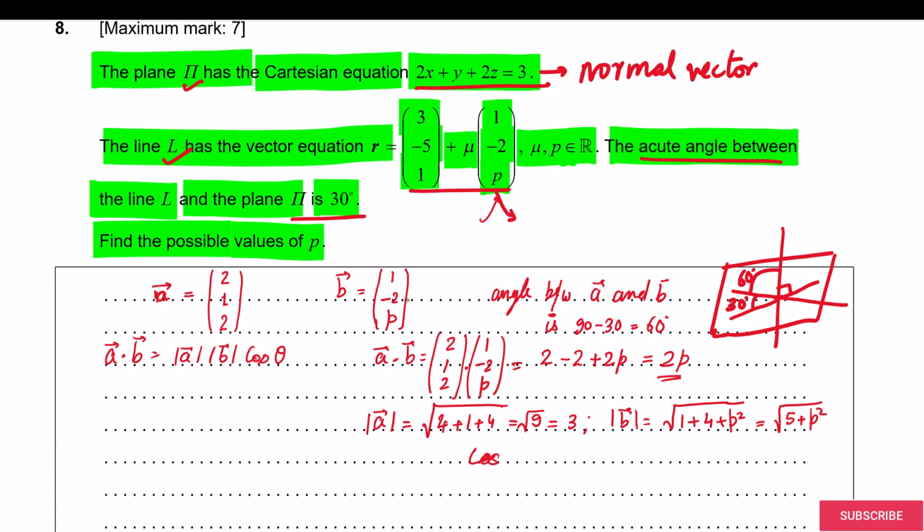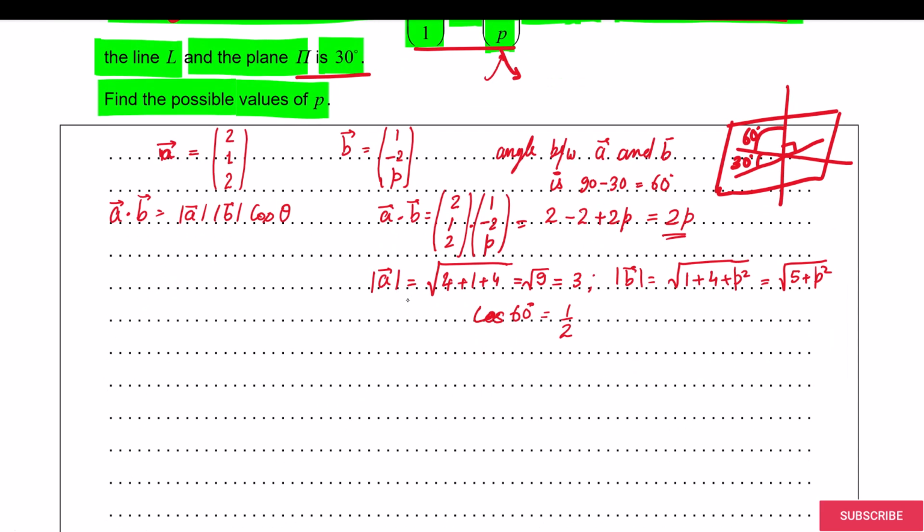So cosine of 30 degrees, sorry, not 30 degrees, it is 60 degrees now. So cosine of 60 degrees, we know it is 1 over 2. So we'll use these values and plug them into the main formula. So we got 2p equals 3 times square root of 5 plus p squared, multiplied by 1 over 2.